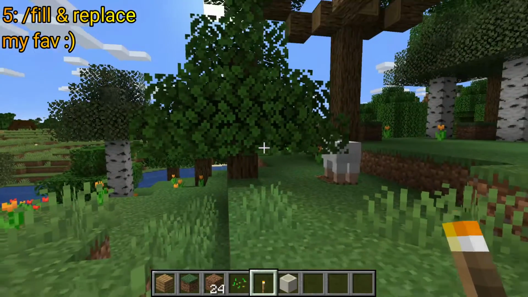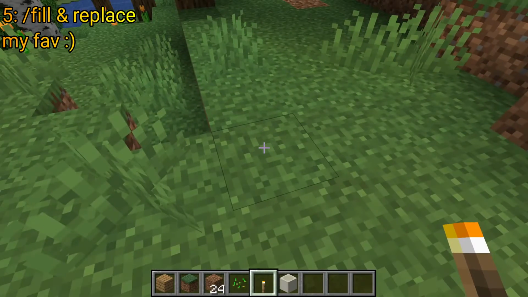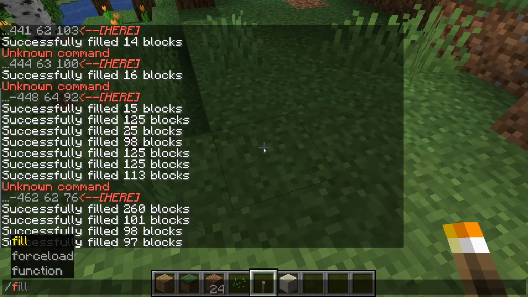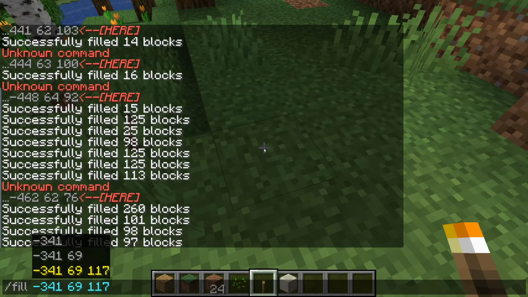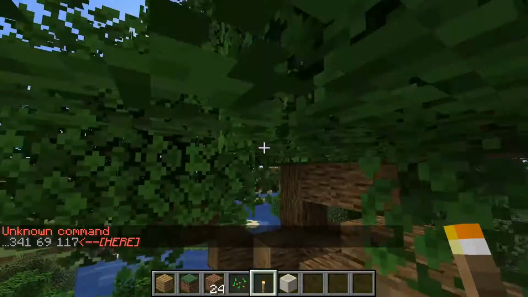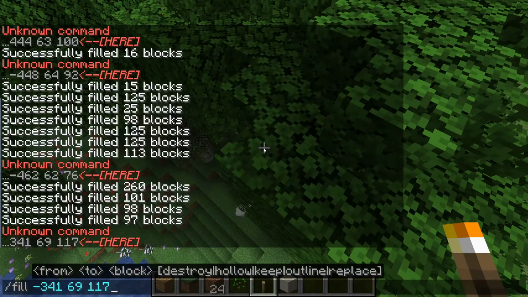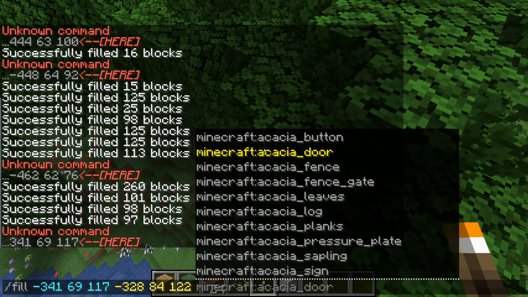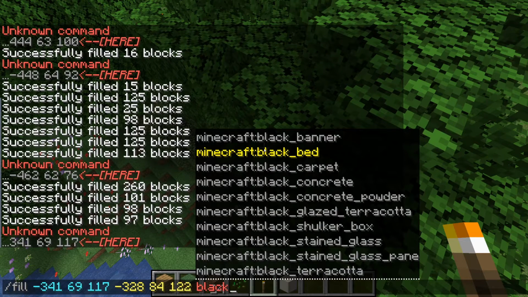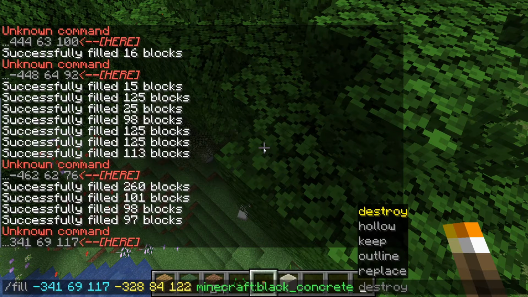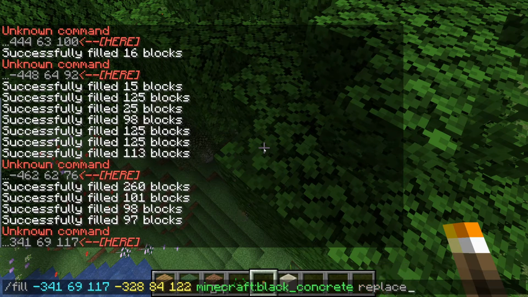So, moving on to the last one on the list. Honestly, this is my personal favorite. So, when we press slash fill and tab 3 times of this command, and then we come over here, slash up, tab 3 times, and then let's just say, I don't know, black concrete. The last one is replace. Now, you might have seen me do this before in another video, link is in the description. Huh, cheeky little self-promotion if I do say so myself.